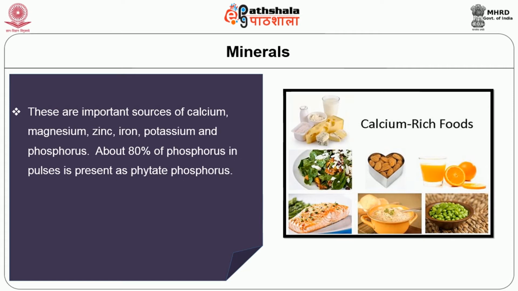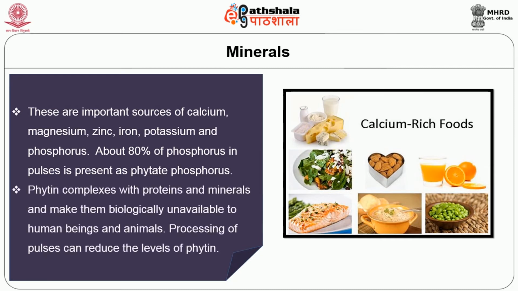About 80% of phosphorus in pulses is present as phytate phosphorus. Phytin complexes with proteins and minerals and makes them biologically unavailable to human beings and animals. The processing of pulses can reduce the levels of phytin.